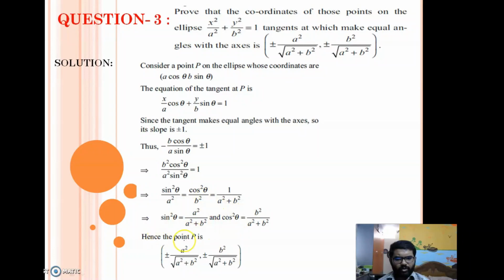Therefore the points are what? We know the points are (a cos theta, b sin theta). There you have to substitute it. Then we'll get the point P.